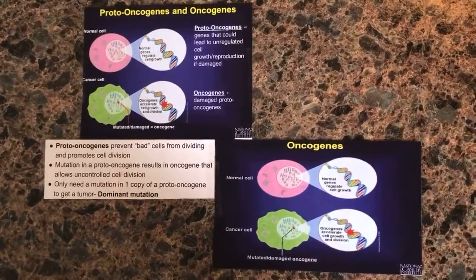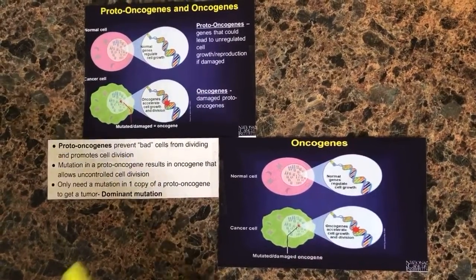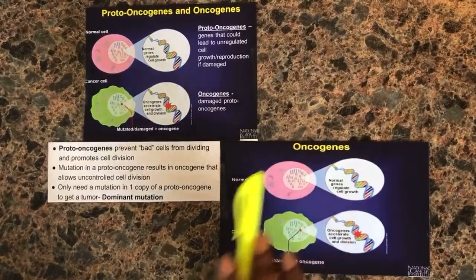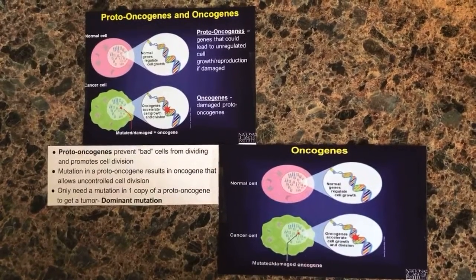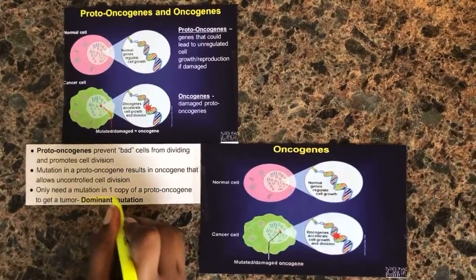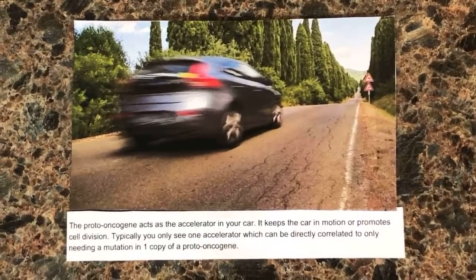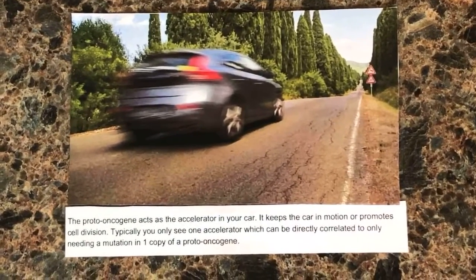Proto-oncogenes prevent bad cells from dividing and promote cell division. A mutation in a proto-oncogene can result in an oncogene that allows uncontrolled cell division. You need a mutation in one copy of the proto-oncogene to get a tumor. This is a dominant mutation. The proto-oncogene acts as an accelerator. It keeps the car in motion or promotes cell division.